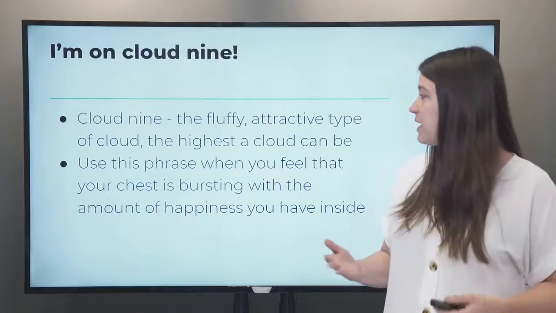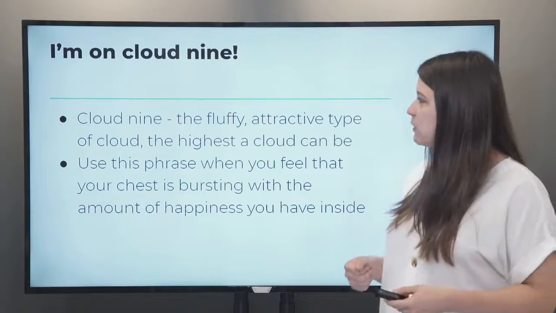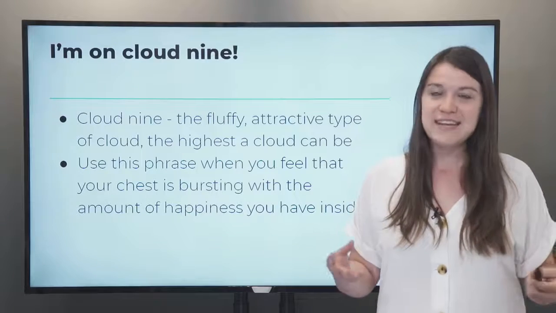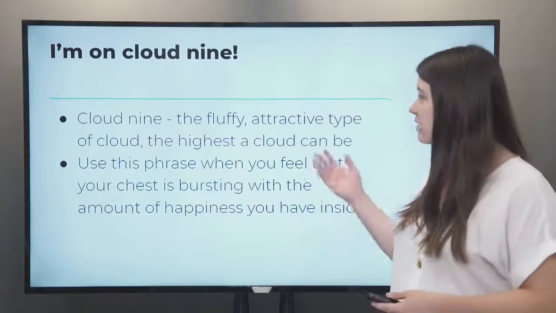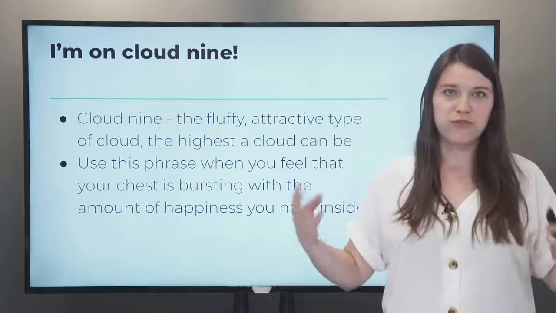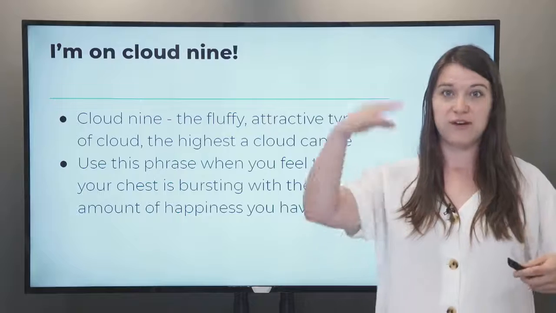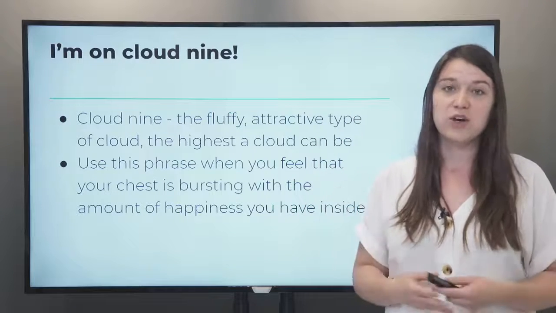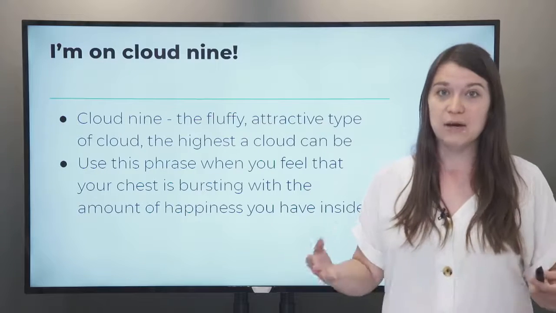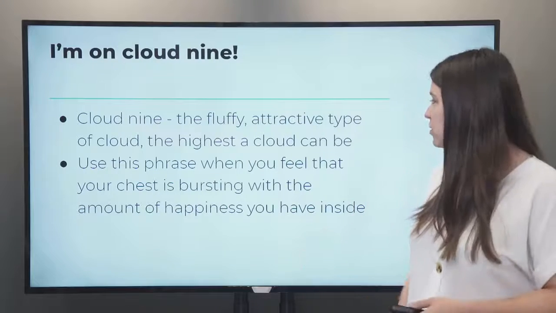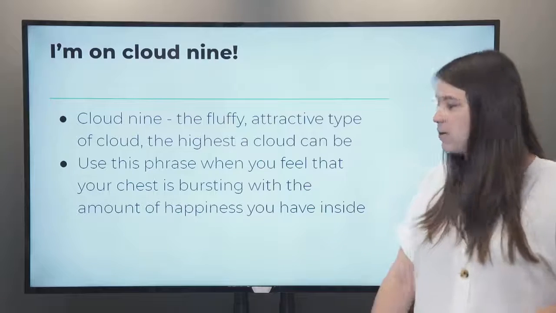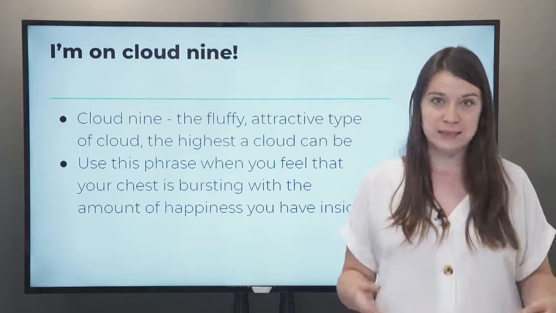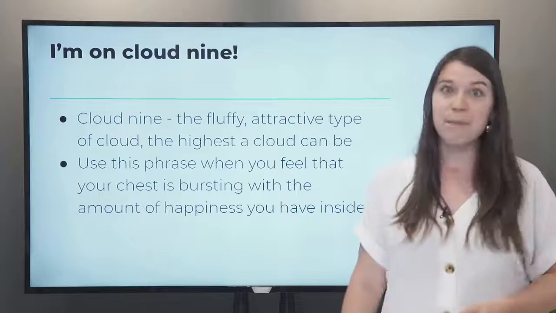Obviously, if you're on cloud 9, it means you're very happy, but the expression comes from the way that we categorize clouds. There are 10 different levels. So if you're on cloud 9, it's these beautiful, fluffy, attractive kinds of clouds, and they're very, very high. It's the highest that a cloud can go in the sky. And so if you're on cloud 9, it means that you're so happy, your chest is bursting with the amount of happiness that you feel. So when you're really, really excited about something, you can tell someone, I'm on cloud 9.